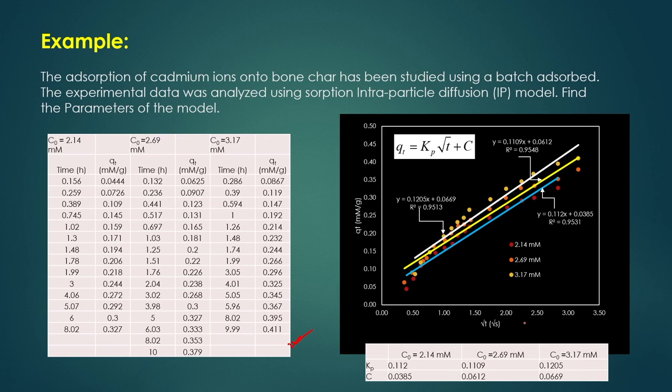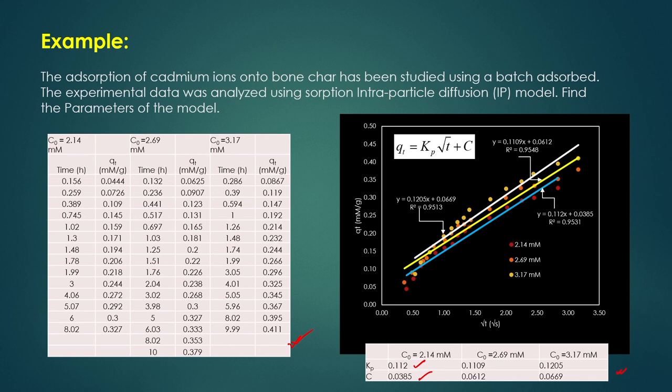So, if you plot it you will get this, and if you fit the straight line equation here, then you will have the corresponding values of slope and intercept, and from the slope and intercept you will have the Kp value and C value respectively. So, for different initial concentrations of the solute you will have this Kp value and C value, like this here.